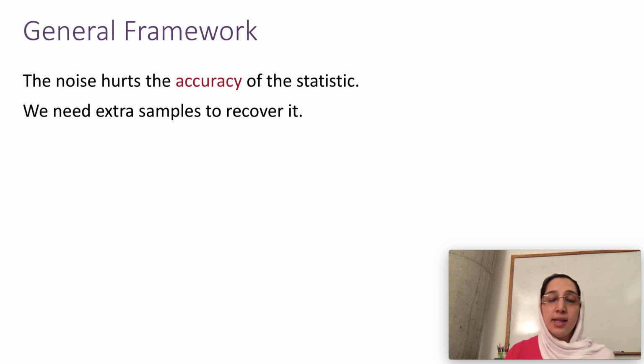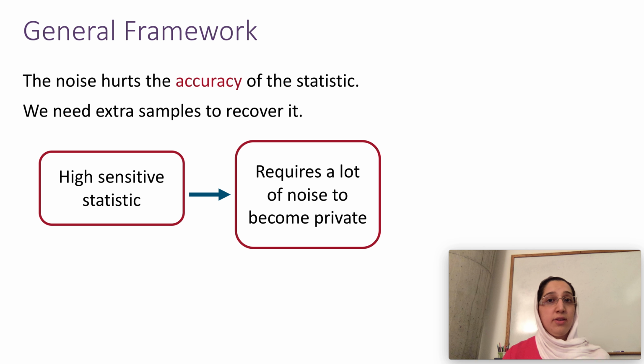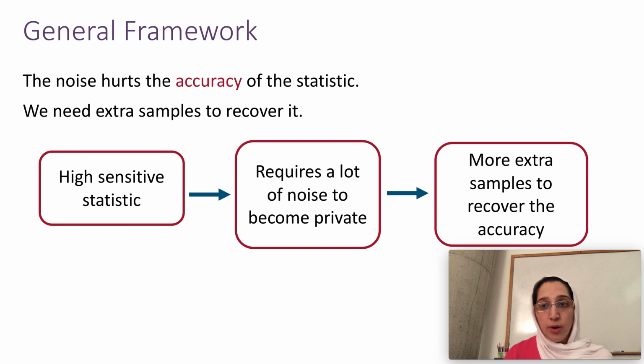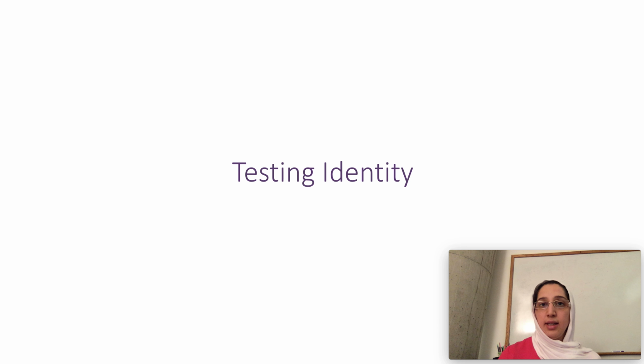Obviously, adding the noise hurts the accuracy of the statistic, so we have to make it up by drawing extra samples. So the higher the sensitivity of the statistic is, the larger noise I need to add, so I need more extra samples to essentially recover the accuracy. Sometimes this approach is very inefficient, and we have to come up with a more ad hoc approach to solve the problem. Let's move on to our result for testing identity.